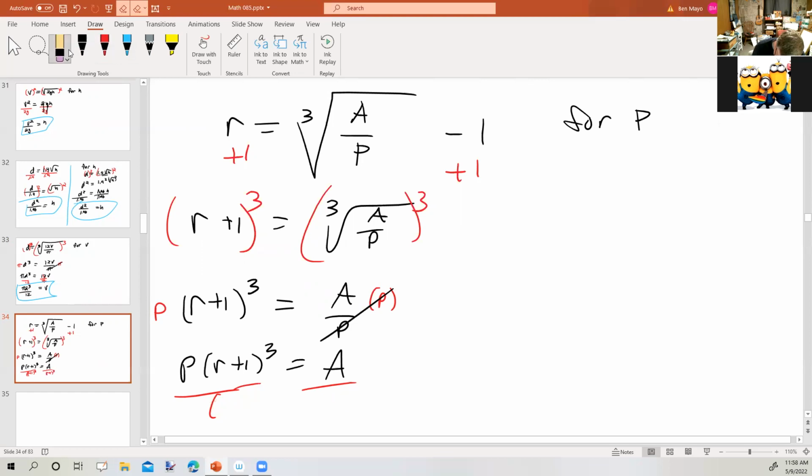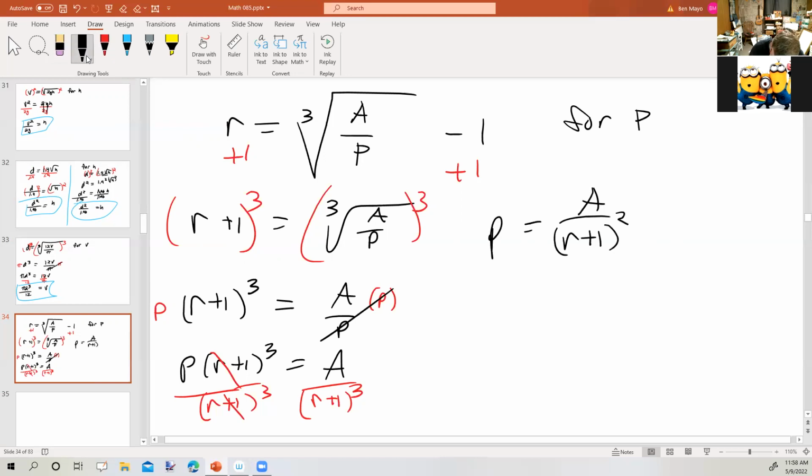Let's try that again. By R plus 1 cubed. Still didn't make it. Third time's a charm. So now I get what? I get P equals A over R plus 1, the quantity cubed.